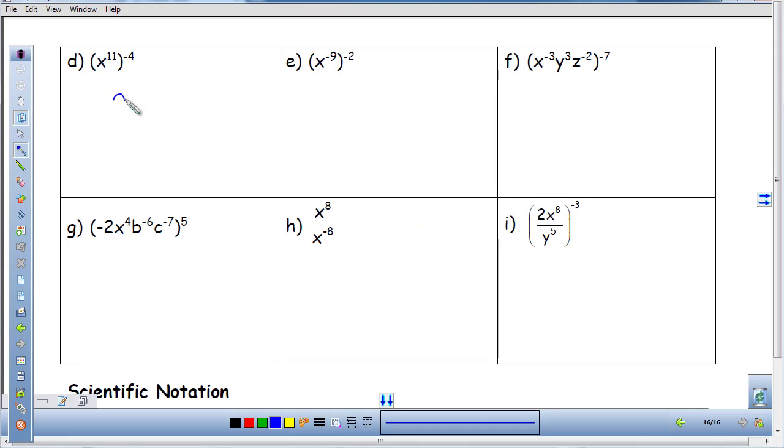All right, in D, we've got x to the 11th raised to the negative 4. So that gives us x to the negative 44, right? Using that power rule. To get rid of the negative exponents, we say 1 over x to the 44. All right. Okay, here we've got x to the negative 9 raised to the negative 2. It's x to the 18th. So that's it. We're done.